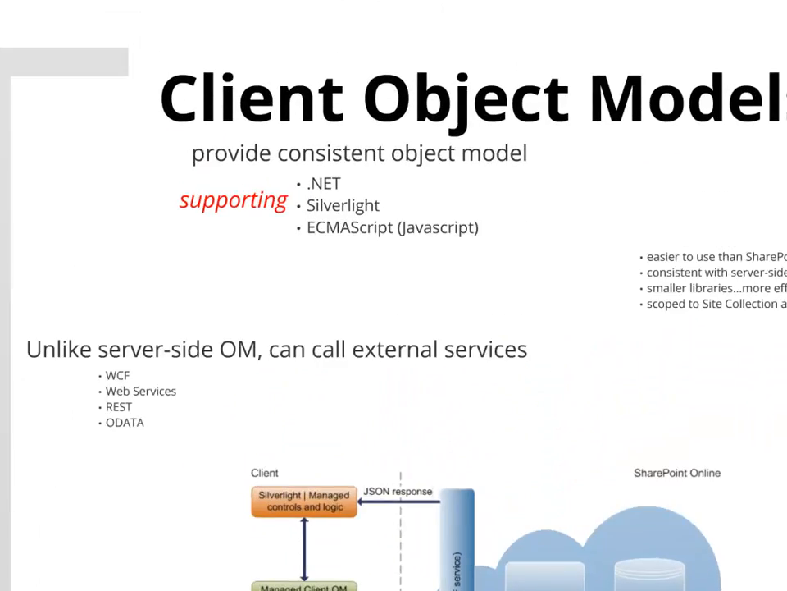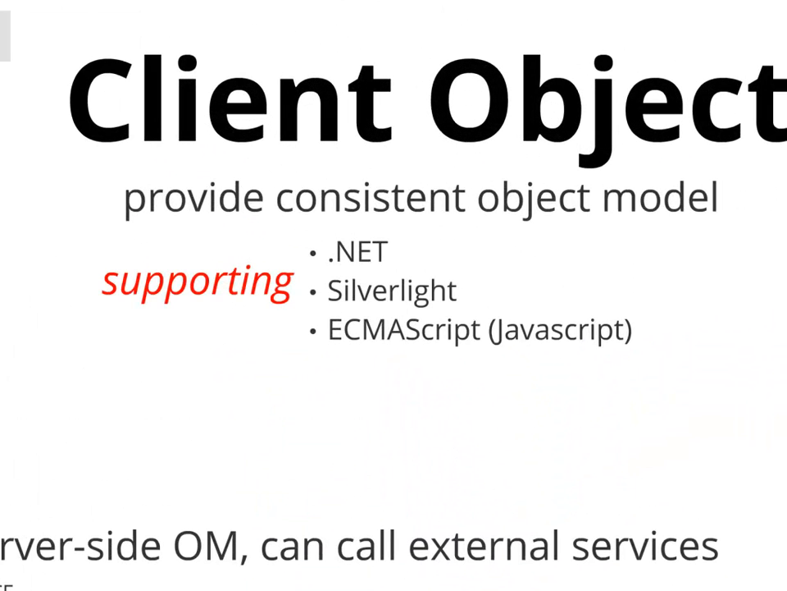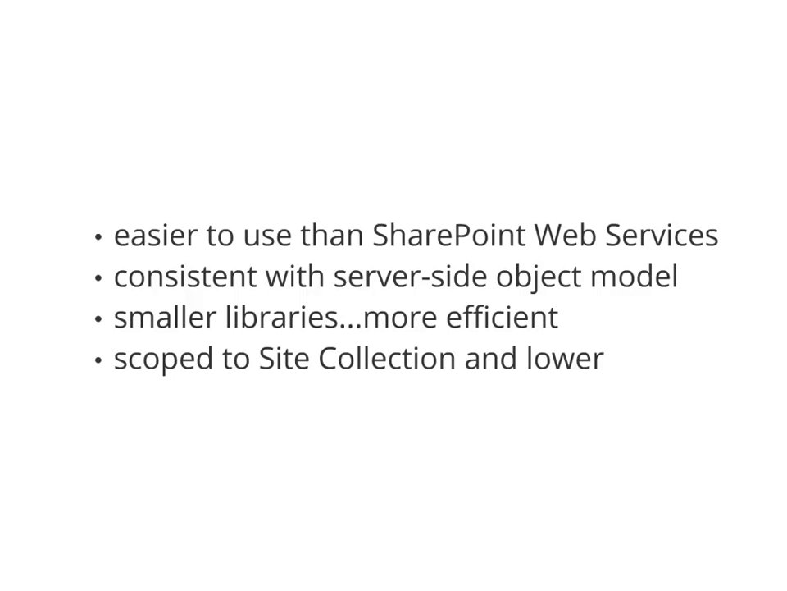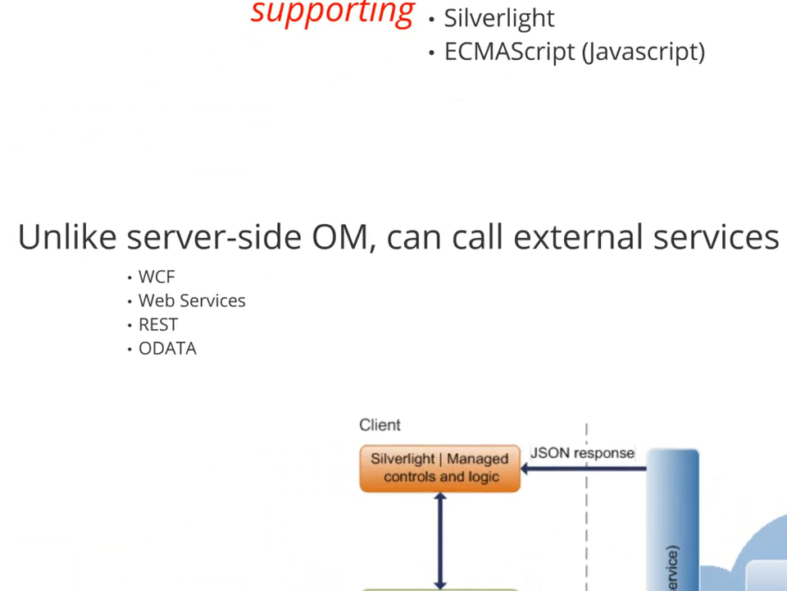Client object models provide a consistent object model for .NET, Silverlight, and ECMAScript. Each of these object models are easier to use than the SharePoint web services. They are consistent with the server-side object model. In addition, they're smaller libraries, making them more efficient, and they're scoped to the site collection and lower. Unlike the server-side object model, they can call external services, like Windows Communication Foundation services, web services, REST, and OData.